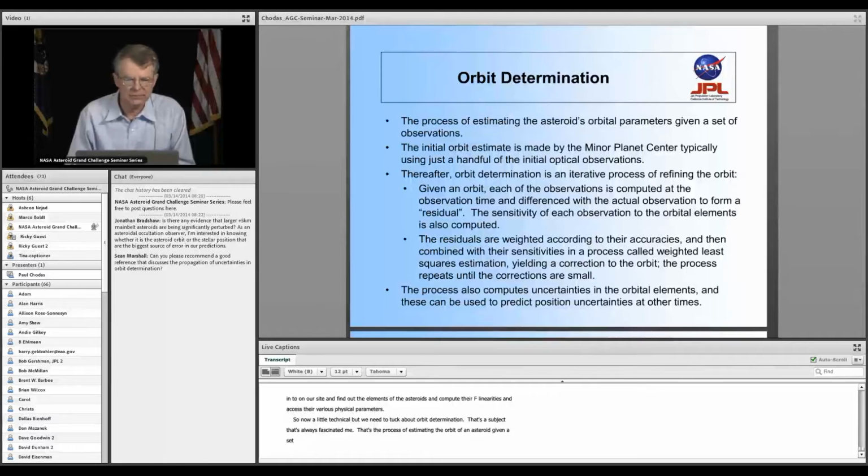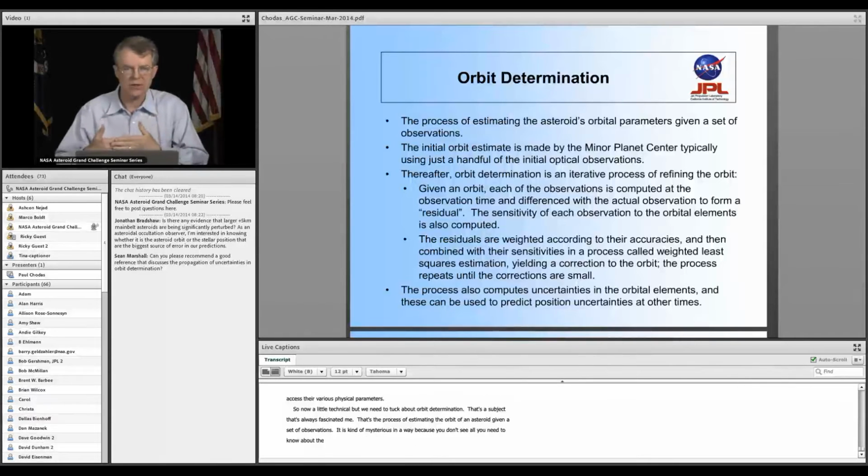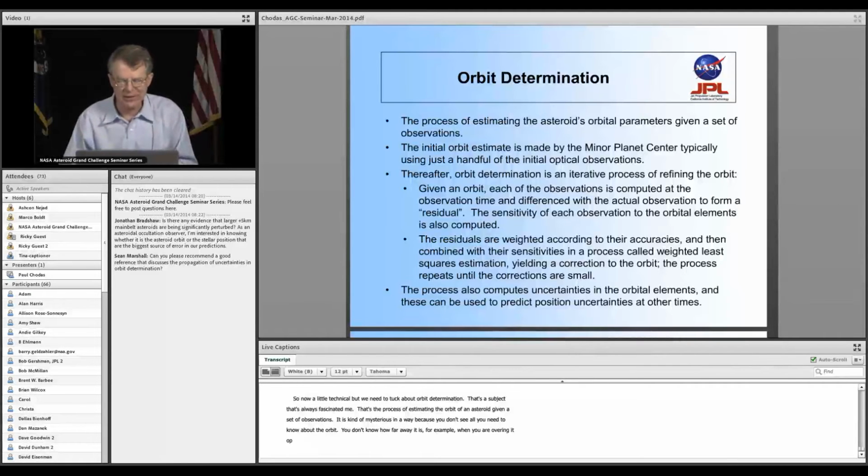It's kind of mysterious in a way because you don't see all you need to know about an orbit, about an asteroid. You don't know how far away it is, for example, when you're observing it optically. So it's kind of a magic process, but the math works out so that you can actually compute fairly indeterminate parameters. The parameters you might think are indeterminate, and you can get fairly good orbits with very little data.